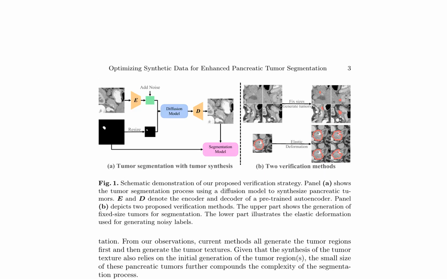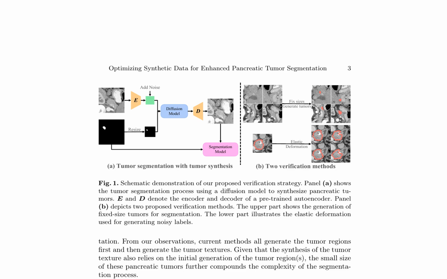The paper discusses the optimization of synthetic data for enhanced pancreatic tumor segmentation. It highlights the challenges in generating realistic synthetic data, particularly due to the small size and variability of pancreatic tumors. To address these issues, the authors propose two hypotheses. Utilizing different synthetic tumor sizes can improve segmentation performances, and more accurate tumor boundaries lead to better performances.